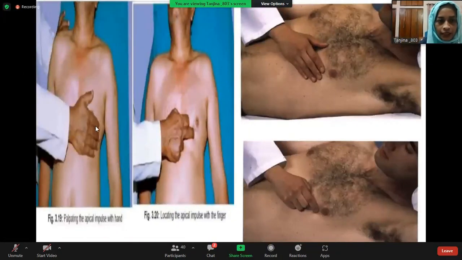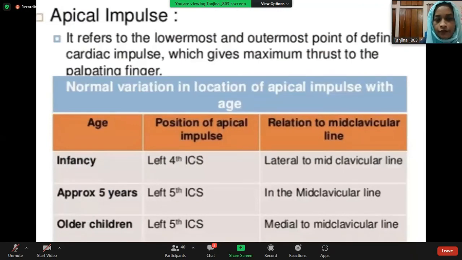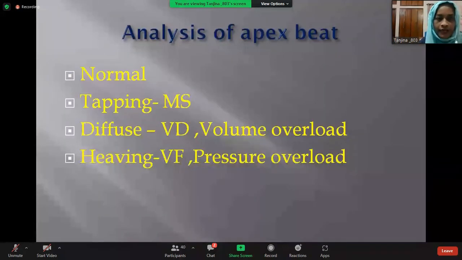First feel the apex with the palmar surface of the fingers, then localize the apex beat and count it. If it is not palpable, turn the patient to the left lateral position and identify the apical impulse, or apex beat. In an infant, it is found in the left fourth intercostal space lateral to the mid clavicular line, up to 5 years it is found in the mid clavicular line, and in older children in the left fifth intercostal space just medial to the mid clavicular line. Then assess the apex beat.